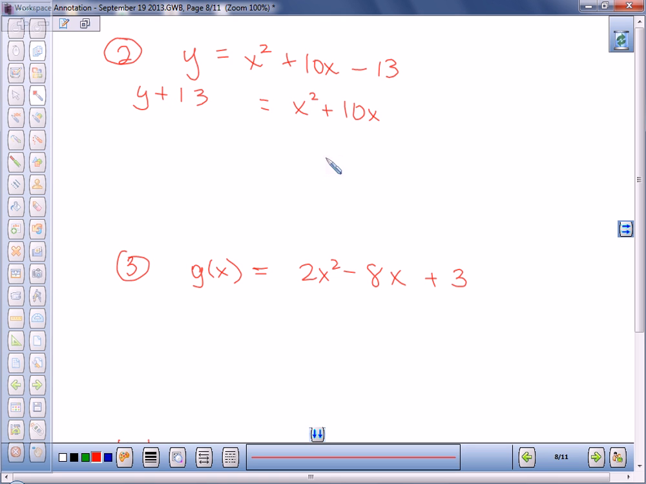What do I have to add to these two terms to create a perfect square? 25. Now to keep the equation balanced, whatever I add to one side of an equation, I must also add to the other. So the left side of this equation simplifies to y plus 38. And the right side can be written as a binomial squared.